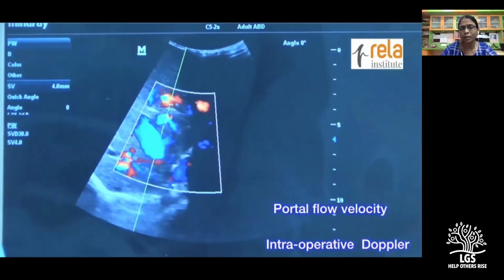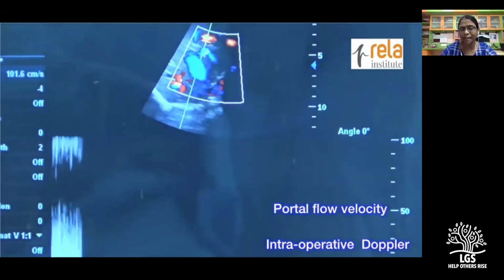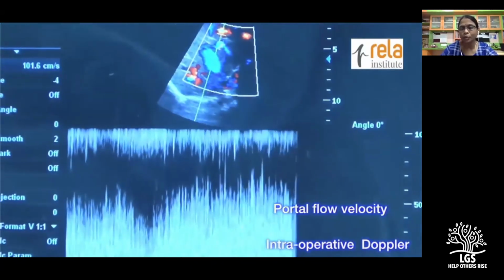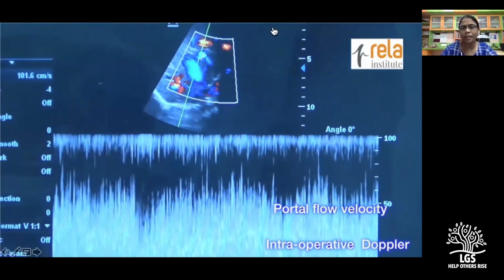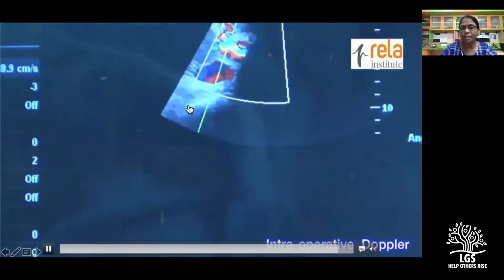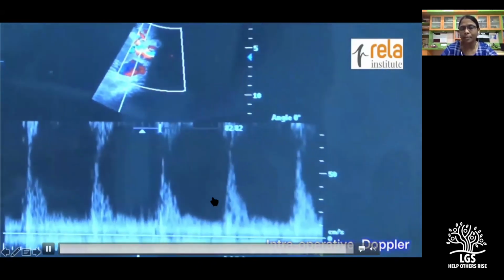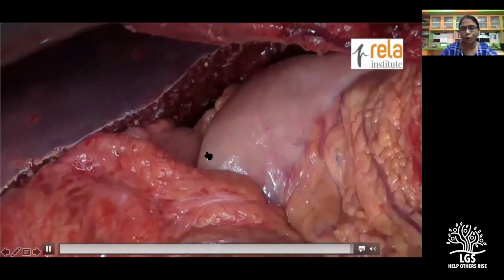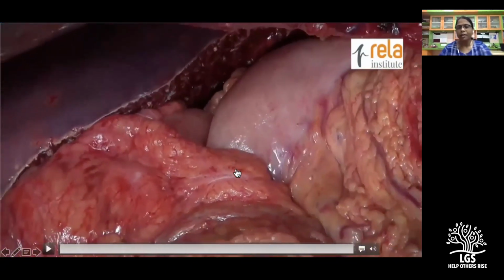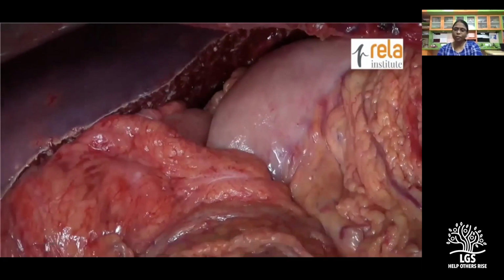And the portal vein is imaged at the level of the hilum, and we are recording the portal vein velocity. And the intrahepatic segment of the hepatic artery is imaged, and we get the classical picture with an RI of around 0.8. And this is how we perform the intraoperative Doppler.